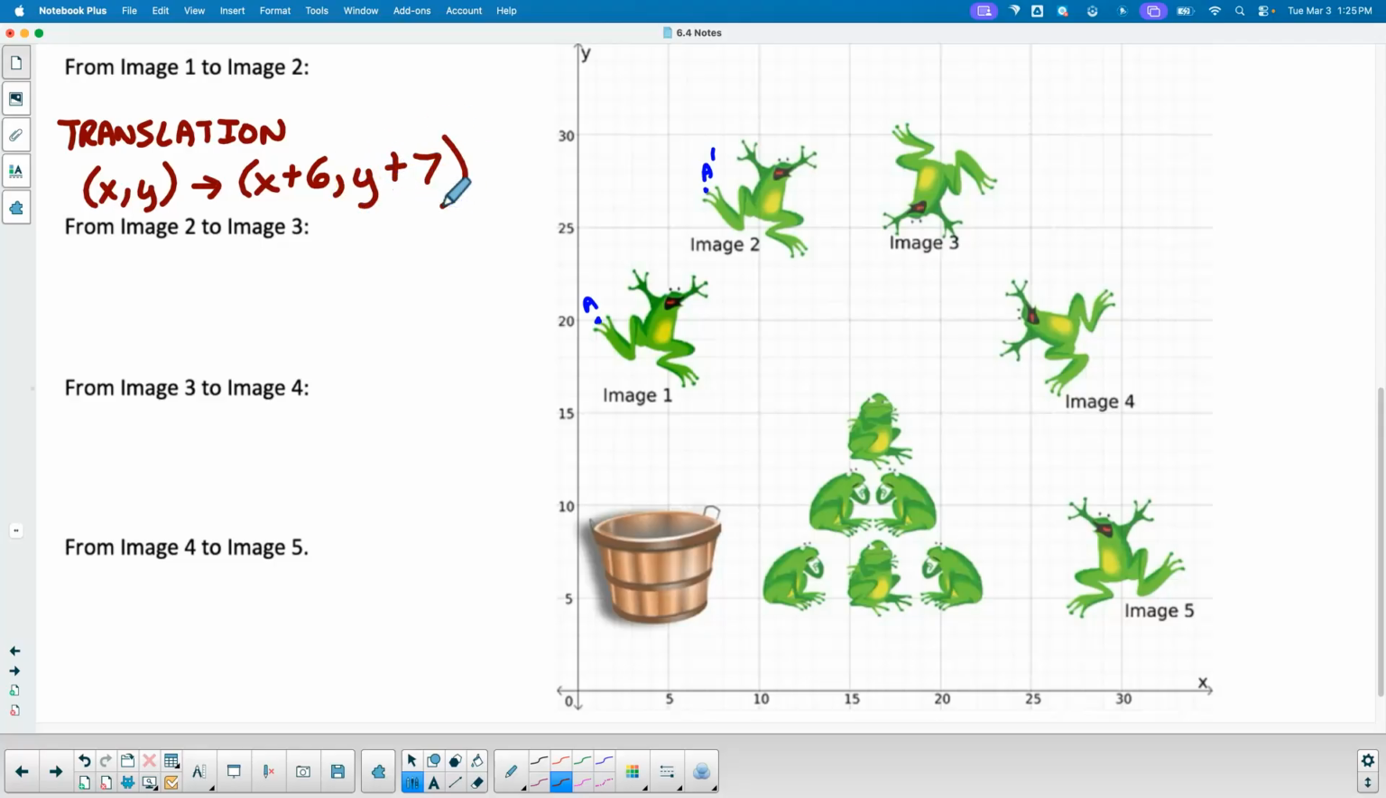Okay. Love it. So we're at image number 2 now. Image 2 to image 3. You're tracing paper to see if it's a rotation? Yeah, by all means. Almost has to be a rotation, right? Right?